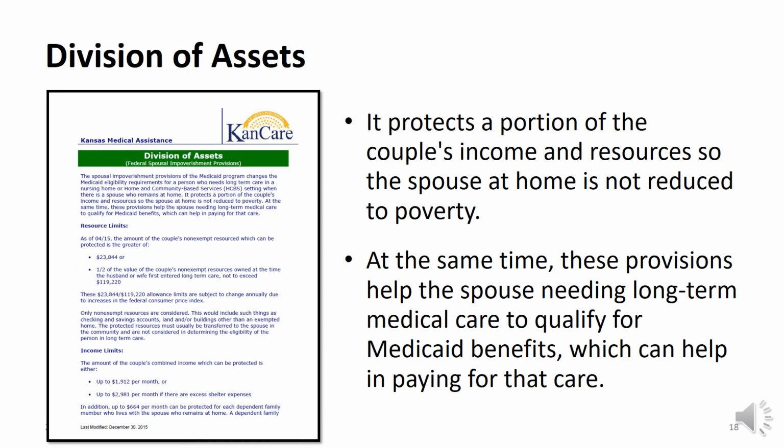It protects a portion of the couple's income and resources so that the spouse at home is not reduced to poverty in order for the other spouse to get the care they need. At the same time, these provisions help the spouse needing the long-term medical care to qualify for Medicaid benefits, which can help in paying for that care.